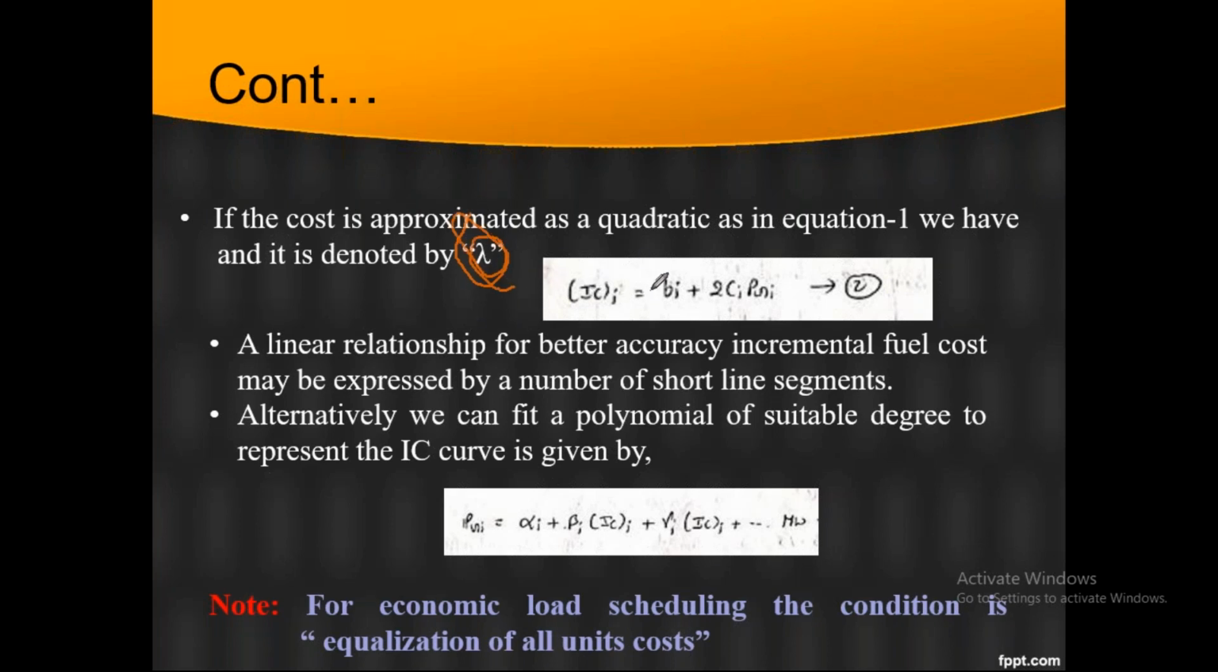After differentiation of equation 1, you will get an equation like this, and this equation gives the incremental fuel cost. It is a linear relationship, which gives better accuracy. This type of methodology we can use for short line segments, that is, short time intervals. Suppose for a day we have scheduled in 3 intervals, then we go for this method. Some authors indicate alpha, beta and gamma instead of a, b and c.